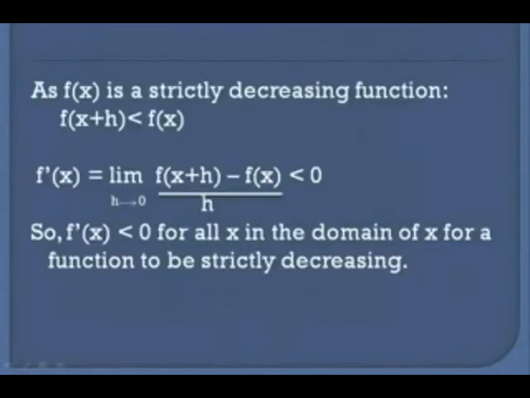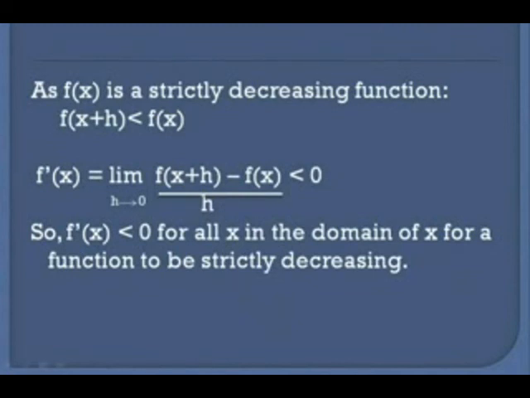Now we have seen that f(x) is a strictly decreasing function. Therefore f of x plus h would be less than f of x. Also f dash x, which is the limit of the expression f of x plus h minus f(x) divided by h when h tends to 0, would be less than 0, because the numerator is negative and h is positive. So overall this expression would be negative, and hence we can say that f dash x is less than 0 for all x in the domain of x for a function to be strictly decreasing. Thus the condition for any function f(x) to be strictly decreasing is f dash x should be less than 0.